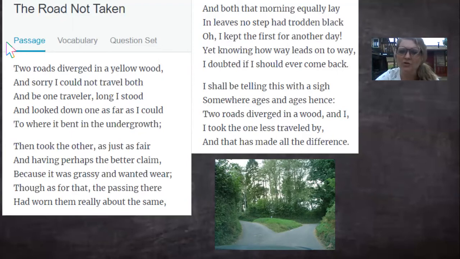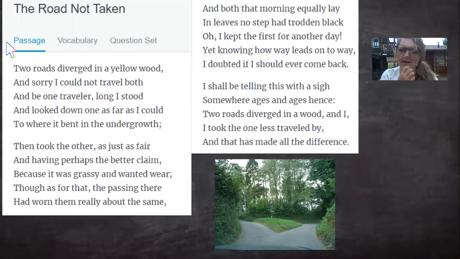Oh, I kept the first for another day. Yet knowing how way leads on to way, I doubted if I should ever come back. I shall be telling this with a sigh, somewhere ages and ages hence. Two roads diverged in a wood, and I took the one less traveled by, and that has made all the difference.